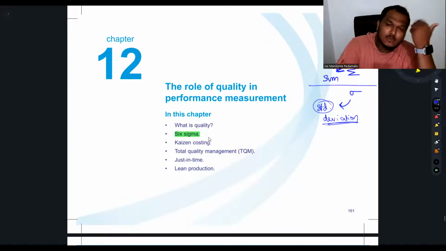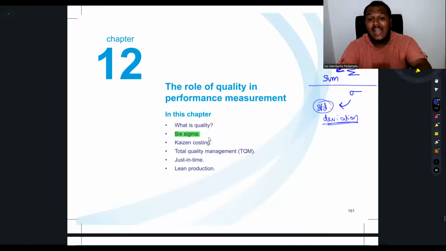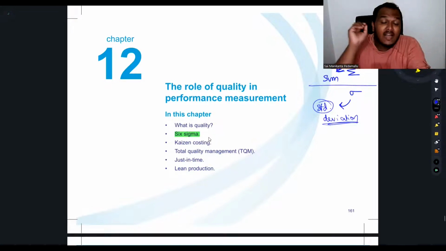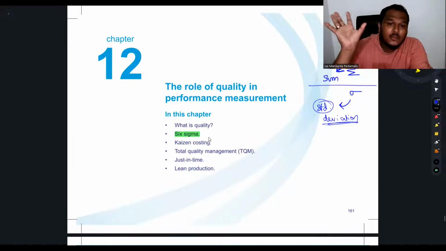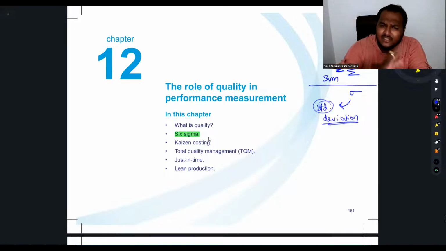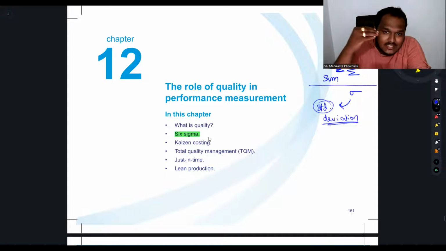Sir, both? Yes, both. 6 Sigma end result is that you should have less than how many? 3 defects in 10 million products. If you're producing like 10 million units, there should be less than 3 defects in that. So imagine, sir, 1 crore products, only 3 are defective. That much level of effectiveness you should have. That is what 6 Sigma says. How do we reach there, sir? There are steps involved in that.